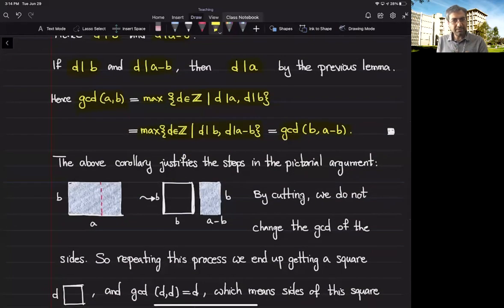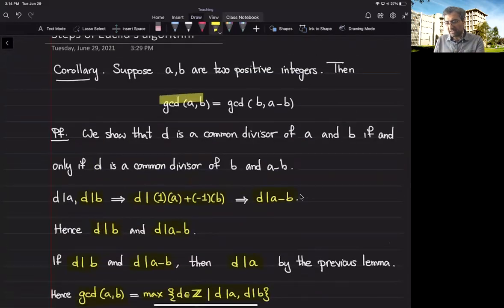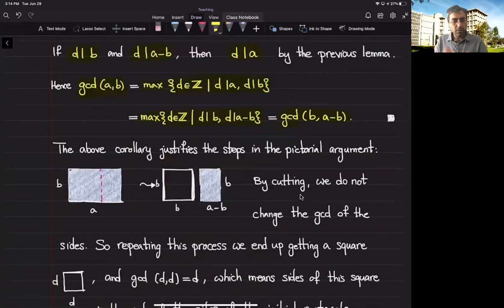So when we are given this A by B rectangle, when we cut this B by B square, we end up getting a rectangle that is A minus B by B. This corollary says the GCD of A and B, the GCD of the sides of the first rectangle, is the same as the GCD of the sides of the next rectangle. So even though we are getting a smaller rectangle, we are not changing the GCD of the sides.